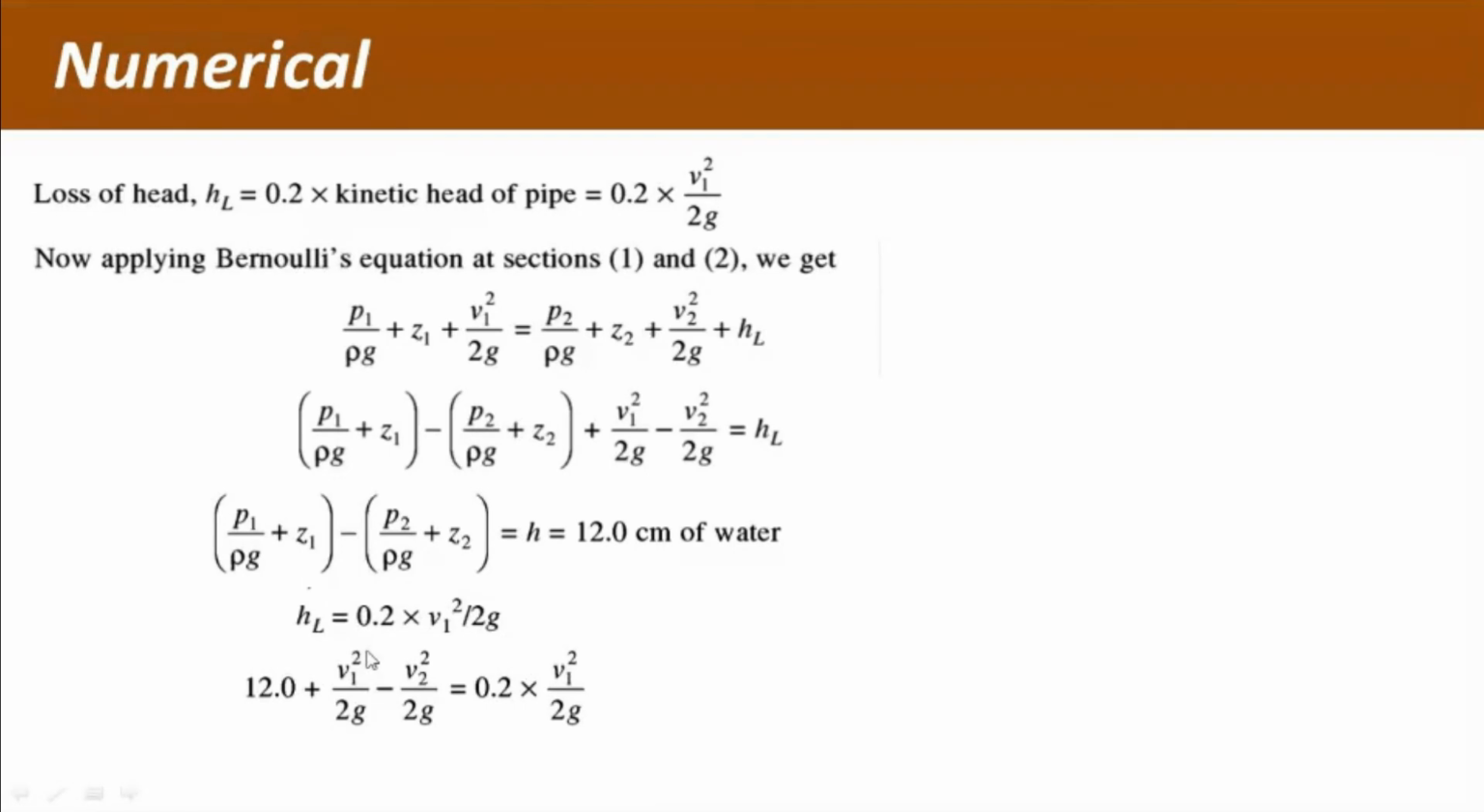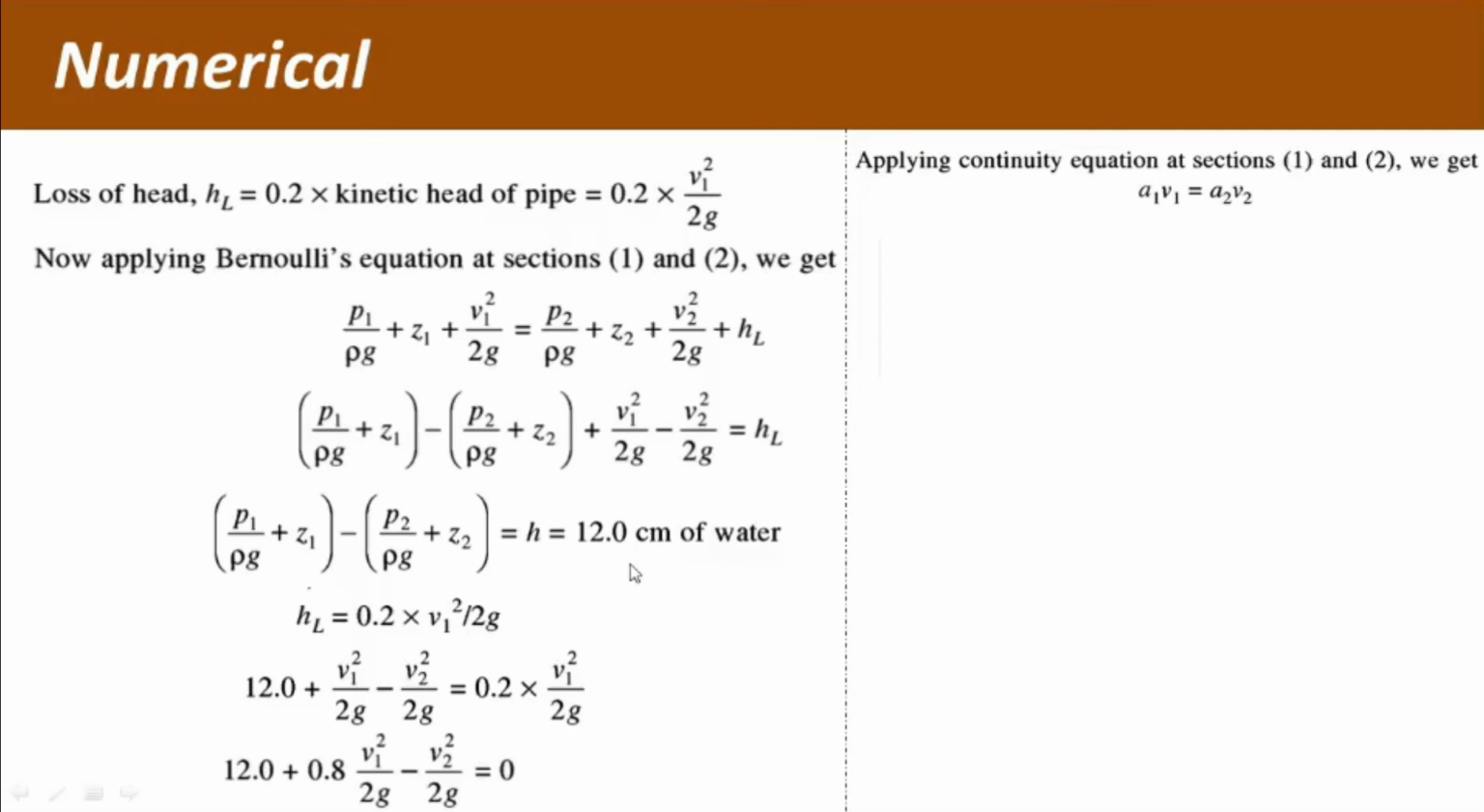Now we will take this 0.2 v1 square by 2g to the right side, so it will become 1 minus 0.2. So we will have 12 plus 0.8 v1 square by 2g minus v2 square by 2g, that equals 0. You can call this equation A.